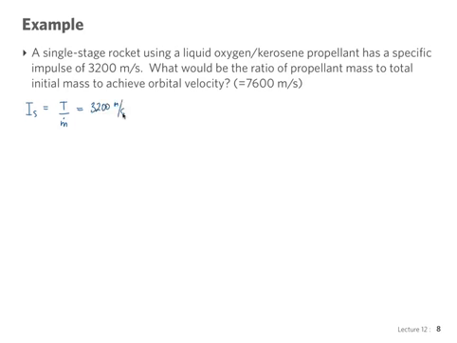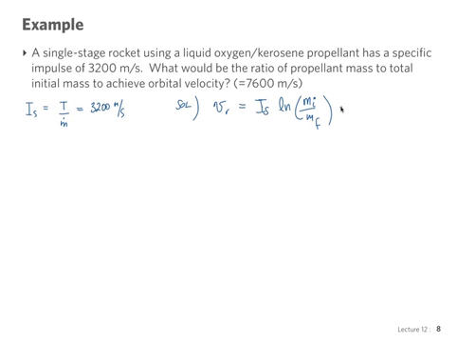3,200 meters per second. And what would be the ratio of propellant mass to total initial mass to achieve orbital velocity? Orbital velocity for an Earth satellite is on the order of 7,600 meters per second. So this is what we need to obtain in the rocket. So how do we solve this? We have the rocket equation we've just obtained previously: v is equal to this specific impulse times the logarithm of initial mass over final mass.